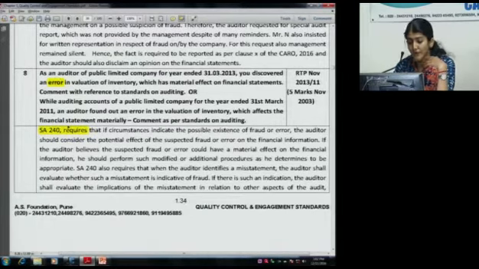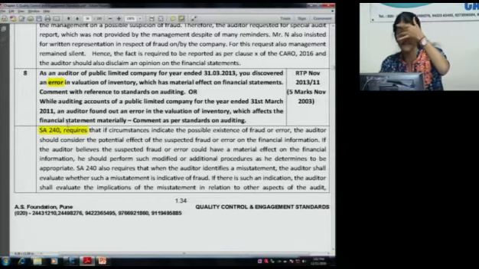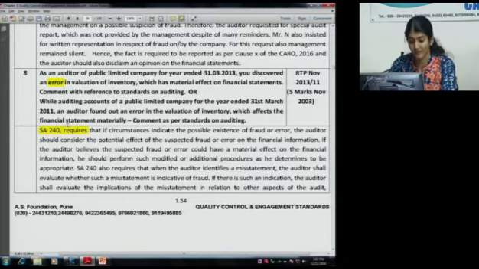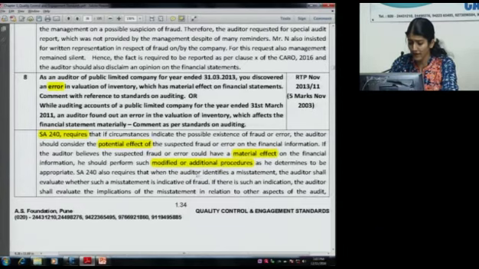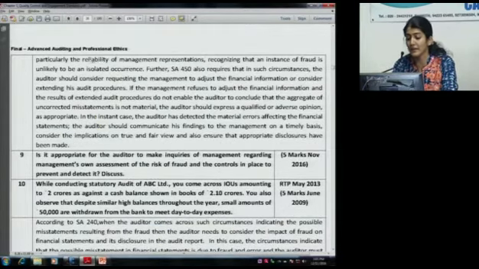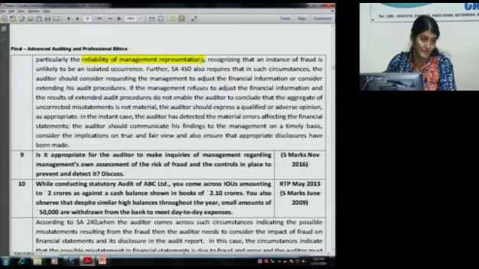SA 240 requires that if circumstances indicate the possible existence of fraud or error, the auditor should consider the potential effect of the fraud on financial information. If it has a material effect, he should perform modified or additional procedures. Then it requires that when the auditor identifies a misstatement, he evaluates whether it is indicative of fraud. Then implications of the misstatement for the other aspects of audit, mainly the reliability of written representation, recognizing that an instance of fraud is unlikely to be an isolated occurrence.